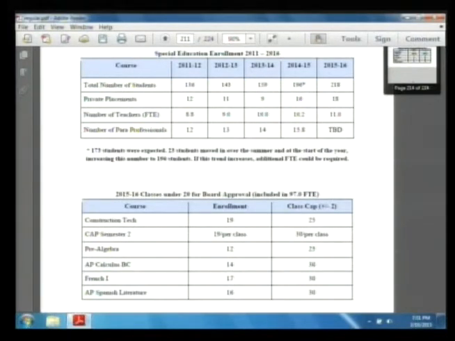And the same thing with private placements. We've doubled that in 2 years. Yes, those students aren't included in the total number, but private placements have gone up as well. Historically, it's probably not shown, but I think since I've been superintendent, we've added close to 1 FTE annually.